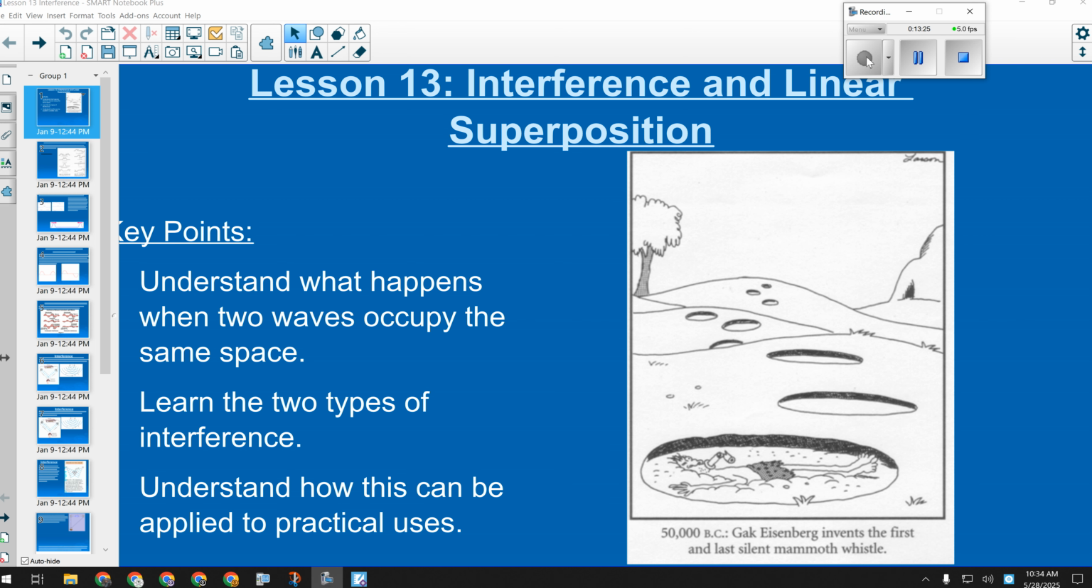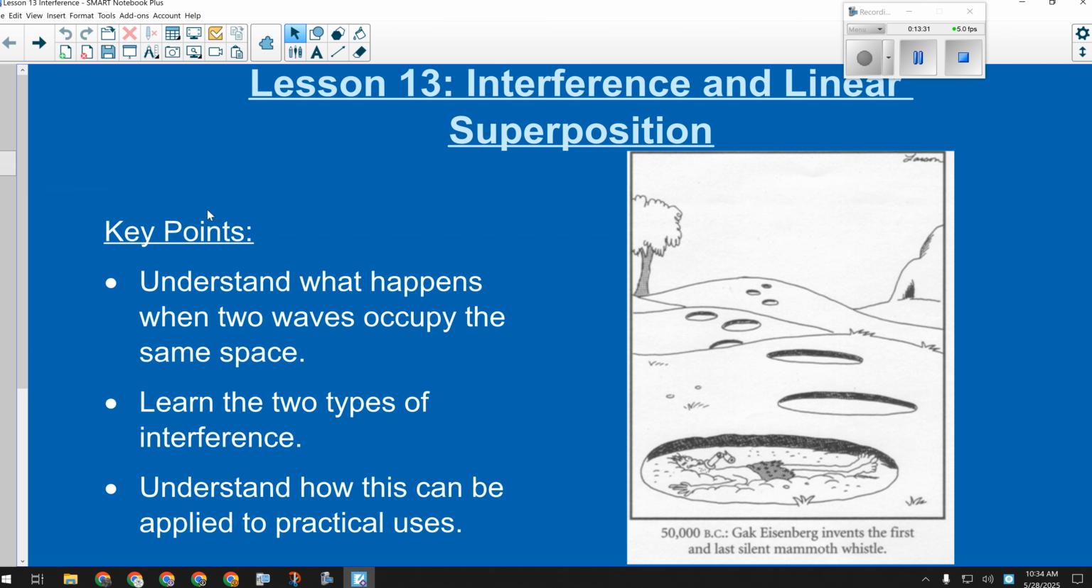All right, so we're going to talk about the two kinds of interference, what they look like, and look at a few situations where they might apply. So, interference and linear superposition. Linear superposition is the scientific way of talking about what happens when two waves are in the same place at the same time. What happens when they overlap.